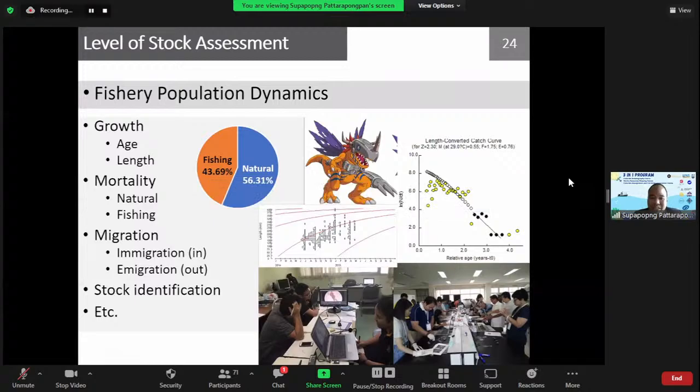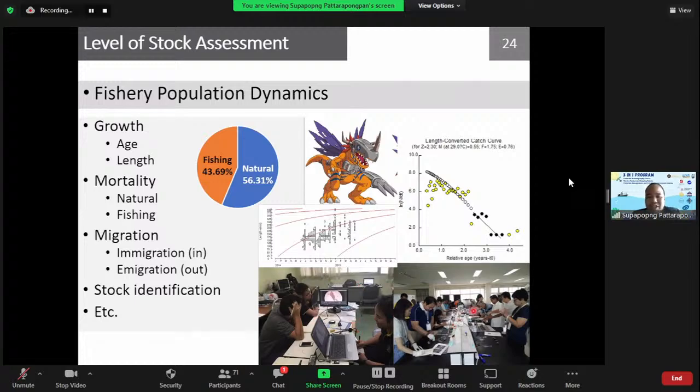For example, here you will learn about how to get the growth parameter properly. You will learn about how to define the mortality of the fish, and if you have enough information, or your fish show very good sign of some hard part, you can even try to determine the age of the fish.